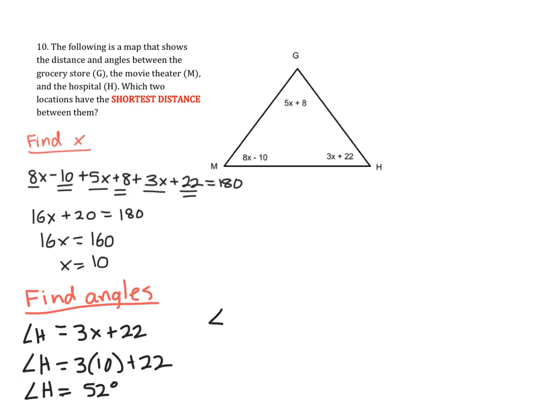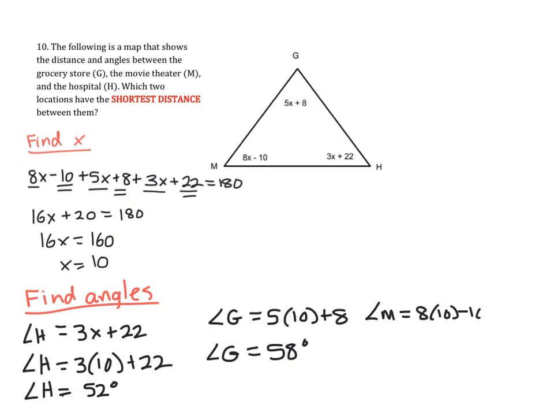Now we're going to do the same thing for angle G. So let's substitute straight away. 5 times 10 plus 8. So angle G equals 58 degrees. And for angle M, we have 8 times 10 minus 10. So angle M is going to be 70 degrees.